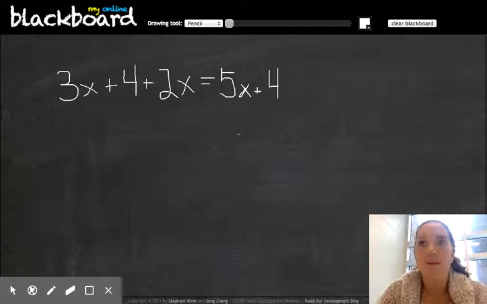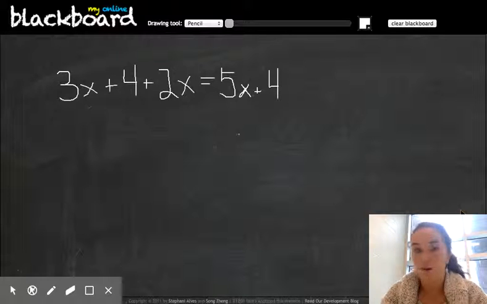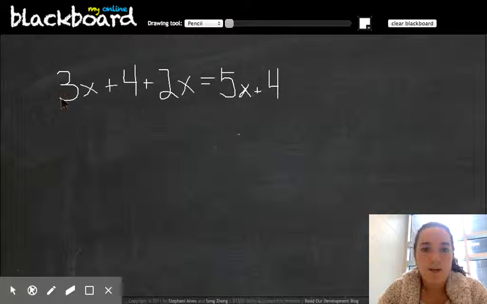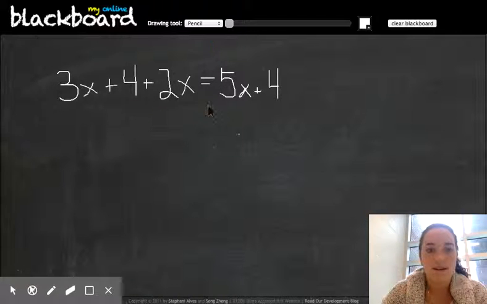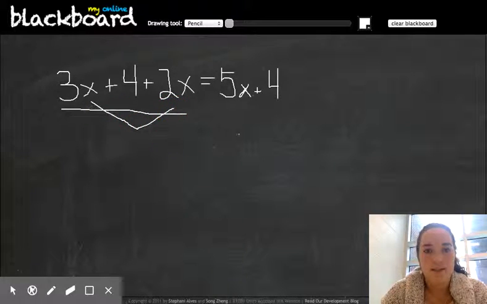Hi, 8th grade. We're going to be reviewing one solution, no solution, infinite solution equations. So looking at this equation, the first thing we're looking for is whether there is anything on either side of the equation that we can simplify. Looking at the left side, is there anything we can simplify here? Yes, we can combine our like terms. What about this side of the equation? Can we simplify anything here? No. So once we combine our like terms, we'll be as simplified as we can get.